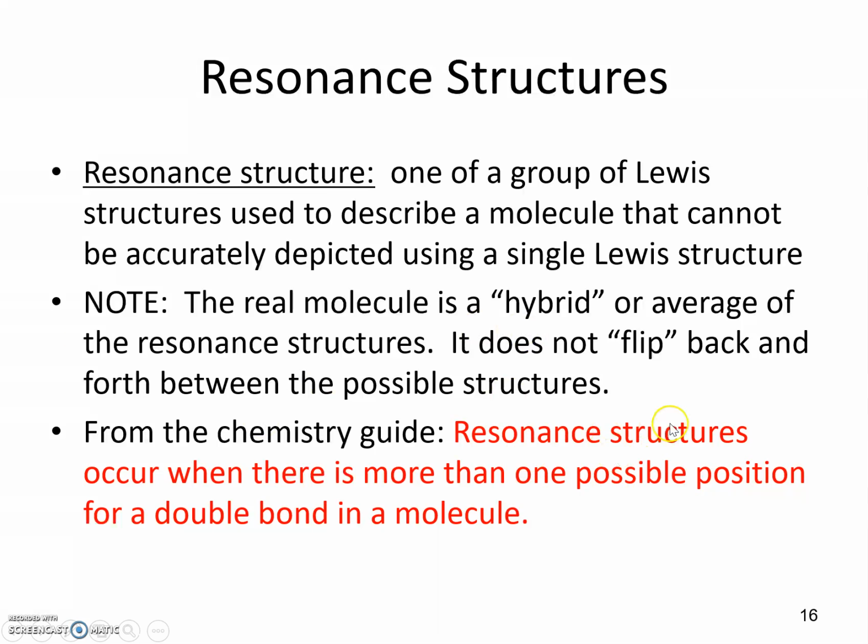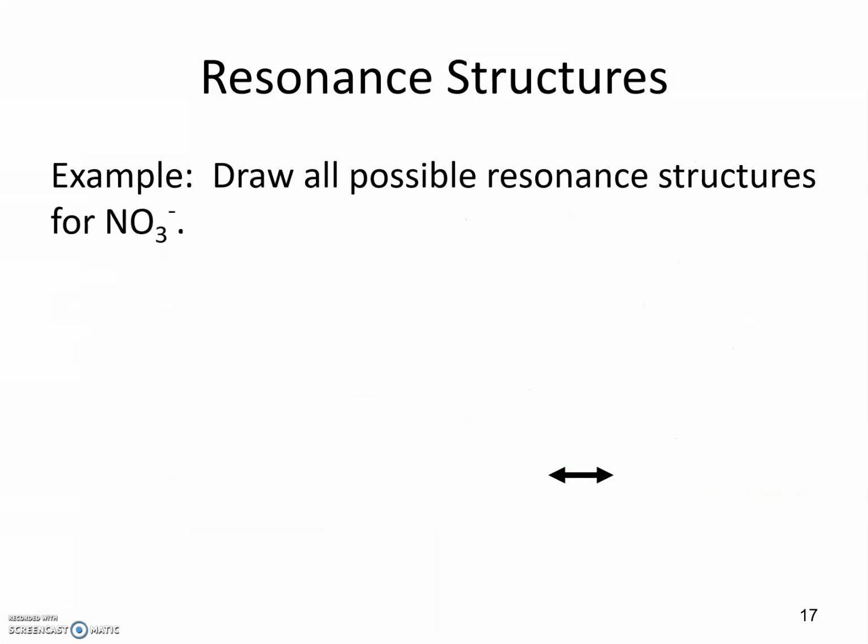And then just to remind you of the language that you see in the chemistry guide, because often IB really does want key terms that show up there. So resonance structures occur when there is more than one possible position for a double bond in a molecule. And that's it about resonance structures, except I'm obviously going to go through an example.